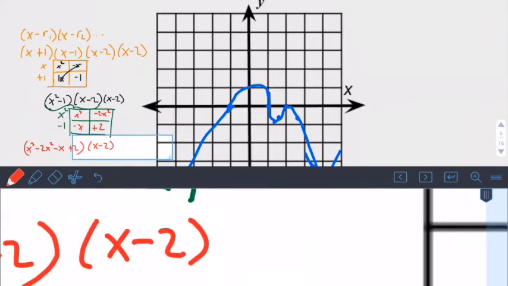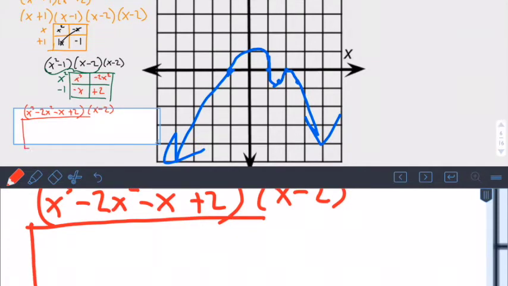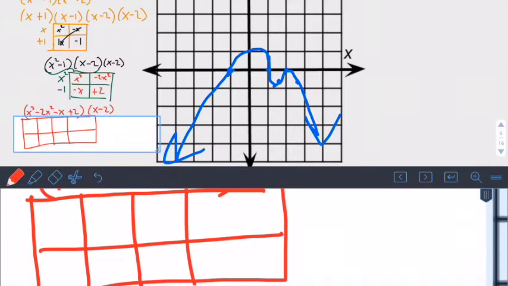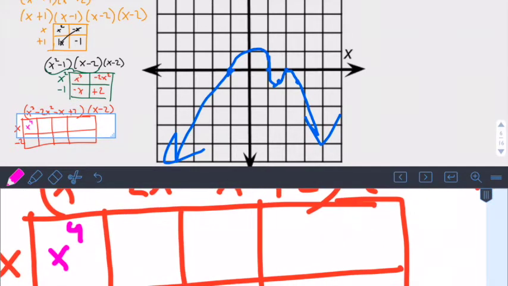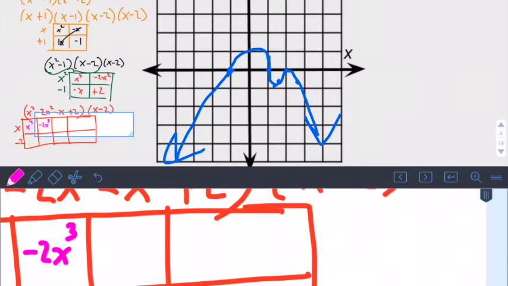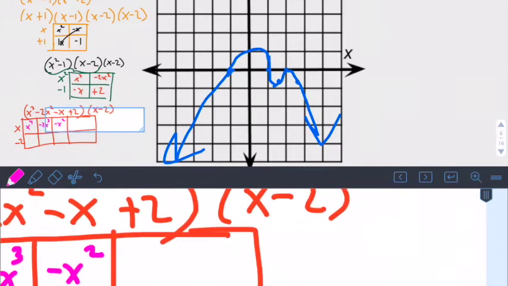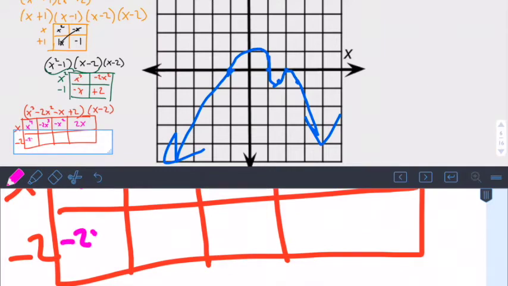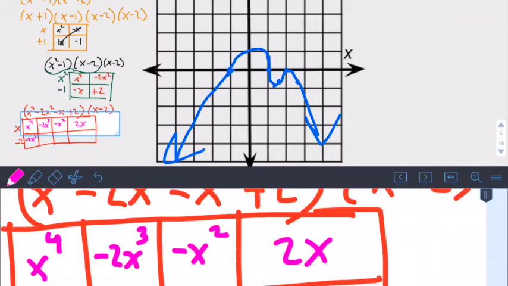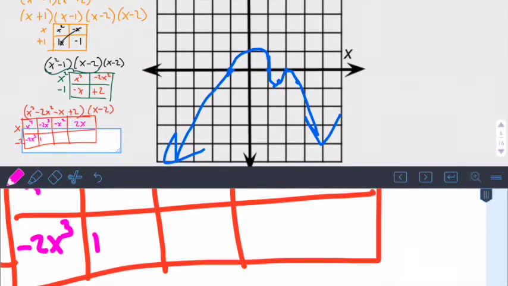So I'm going to set up my boxes again. And I'm going to put my x minus 2 right here. So x cubed times x is x to the 4th. -2x squared times x is -2x cubed. X times x is -x squared. And 2 times x is 2x. -2 times x cubed is -2x cubed. -2 times -2, negative times negative makes it positive. And 2 times 2 is 4.